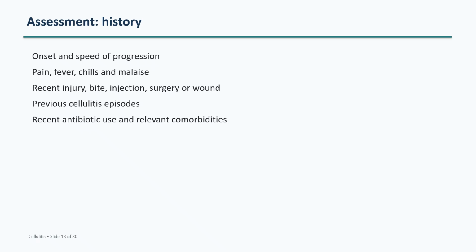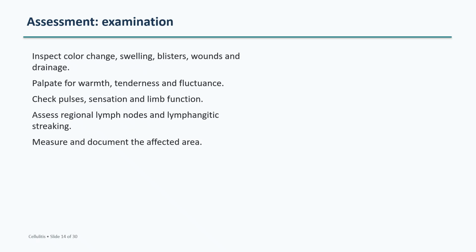Then we can also take a previous history about cellulitis. Was this a chronic disease? Previously, did they take treatment for the disease? We have to ask. And then we also have to ask whether they previously took any antibiotic medications regarding the disease, or any other medications they are taking for comorbidities. So this is the history we have to take from the patient who is having the disease.